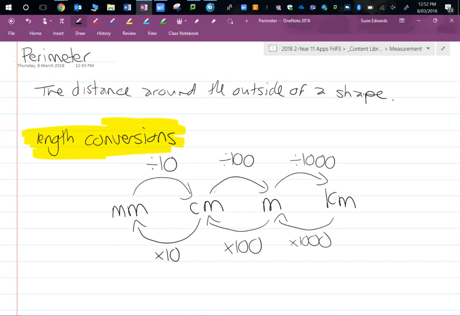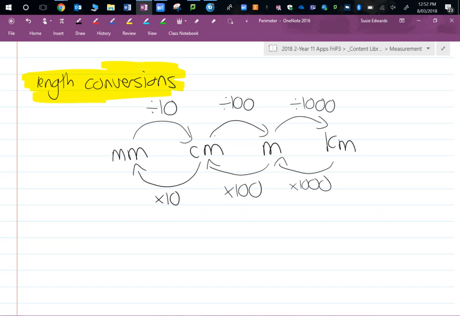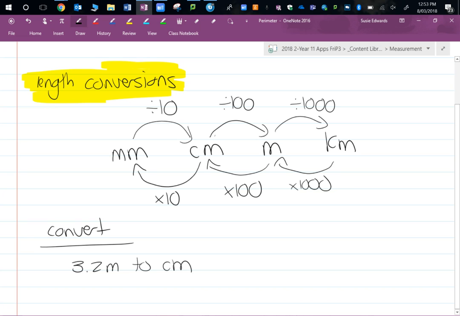So if we don't have a calculator and you get asked to do these conversions, how do you move things? What do we do? We move the decimal place. So how about we try a couple of examples? Convert 3.2 meters to centimeters. What am I going to have to do? I'm going to have to move the decimal place how many places?